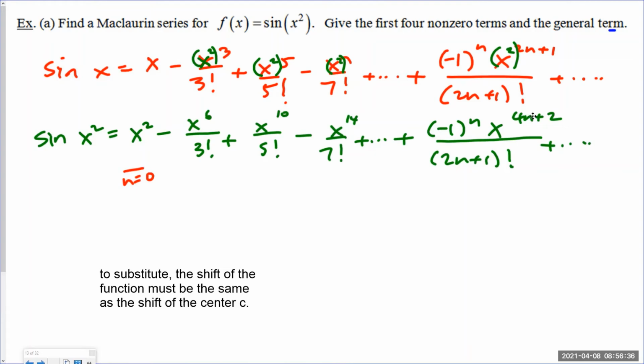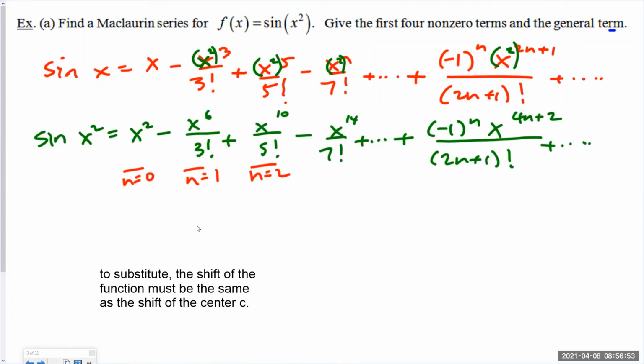Because if I plug in 0, this will be 2. If I plug in 1, this will be 6. And this actually will be negative. So actually this does work. So go back with the general term. Make sure when you plug in numbers, it actually works. Okay, so that's sine of x squared.